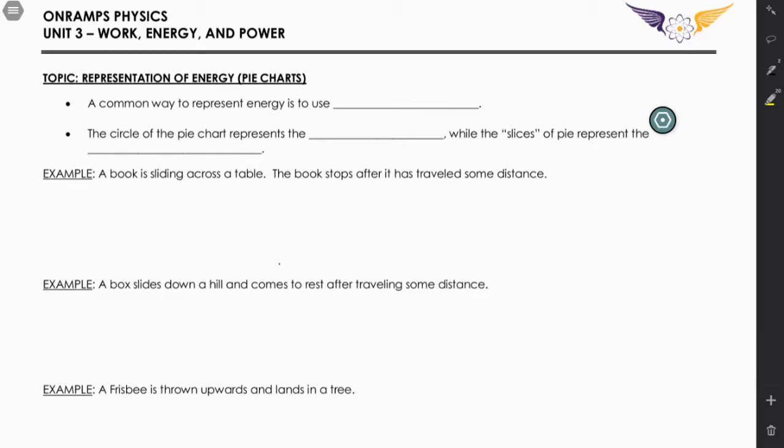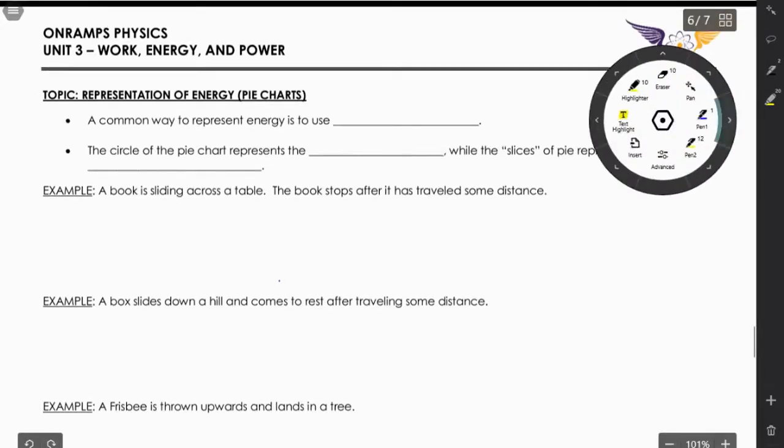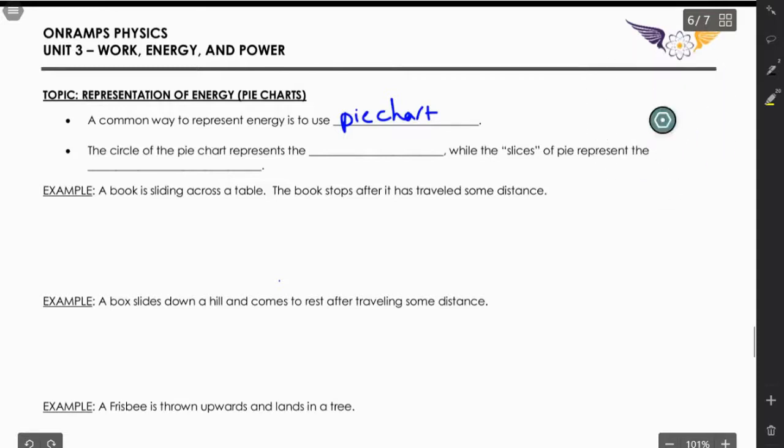So a common way to look at energy is to simply use a pie chart. If you think about when you were growing up and learning about pie charts, the circle represents the whole, so everything that's happening. With regards to energy, the whole would be the total or the mechanical energy, while the slices of pie represent the pieces that make up that circle.